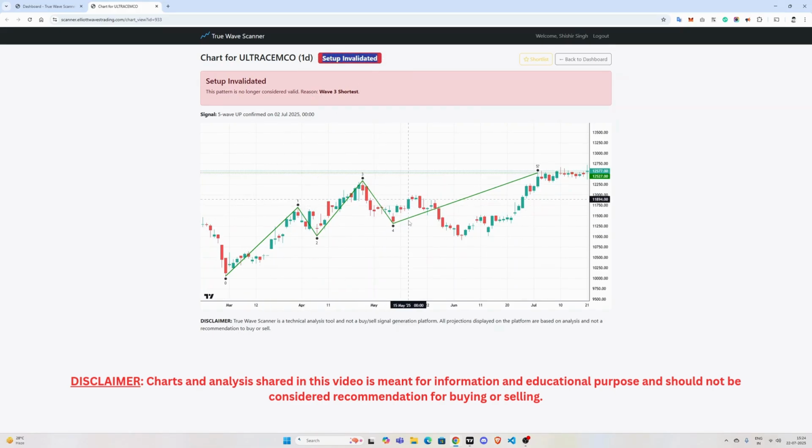So in this particular case, the reason is wave 3 has become shortest. And wave 3 cannot be the shortest. When this pattern was recognized, at that point of time wave 3 was not the shortest, but afterwards wave 3 became shortest because wave 5 continued to go up.